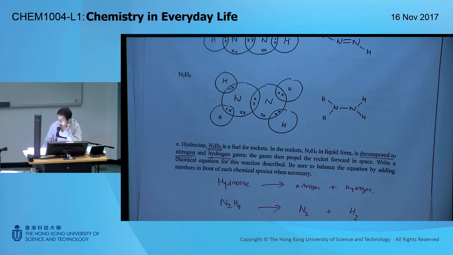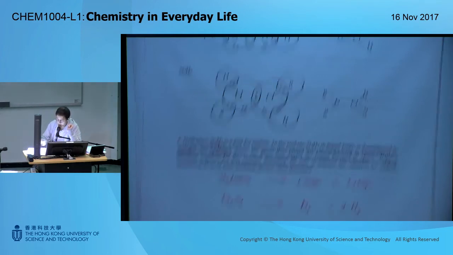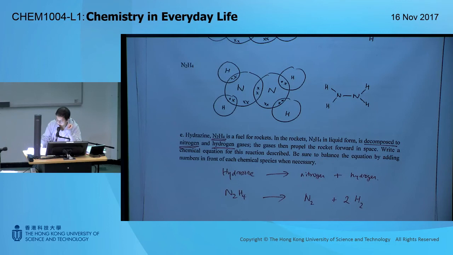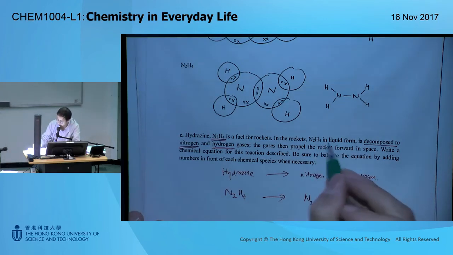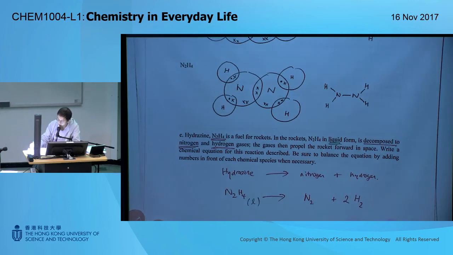So then we need to balance the equation. There are 4 hydrogens here, but only 2 on this side, so we add the 2 there. Okay, so this is the answer. If you wanted to add the state symbols, you can do it as well. N2H4 is in liquid form, so this is l. And then these are gases, so they are g.